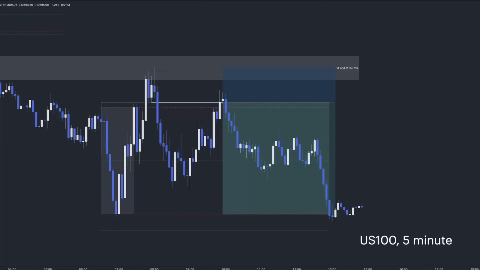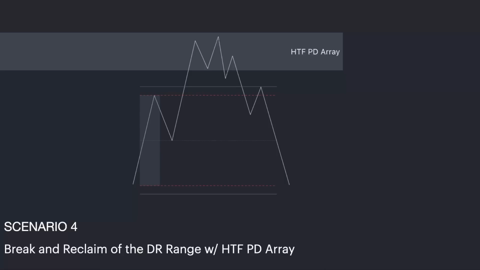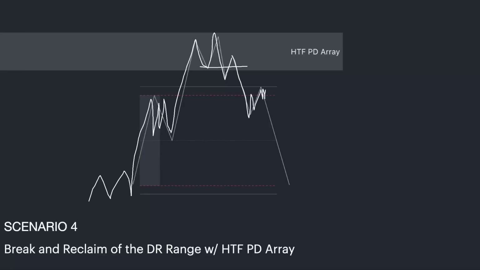And so with that said, this is my introduction to the fourth scenario, the break and reclaim of the DR range with higher time frame PD array. It looks something like this. Right off the bat, does this look familiar? Doesn't this scenario 4 resemble a market maker sell model? Maybe we have a consolidation here before a move up, a reaccumulation, another move up, a smart money reversal with a low risk sell, distribution, redistribution, and sells off towards the low.